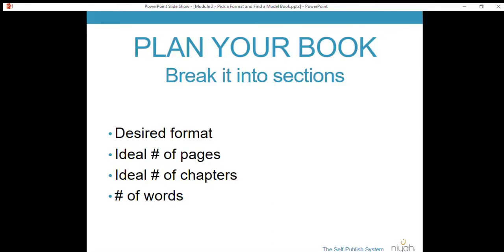Okay, so again, you see that you have a lot of different ways that you can go about this. Okay, so your homework for this is to find a model book for yourself and decide on your structure.